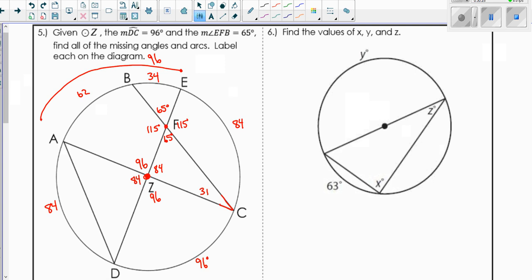If this is 96 right here from C to D, that's inscribed to this. So 96 divided by 2, this is 48. If this is 48, then this has to be 48 as well, because this is a radius and this is a radius, which makes an isosceles triangle, so those two have to be the same. You could check by doing 48 times 2 plus 84, and that is 180, so we're good. And I think that's it. That's all your angles and all your arcs.